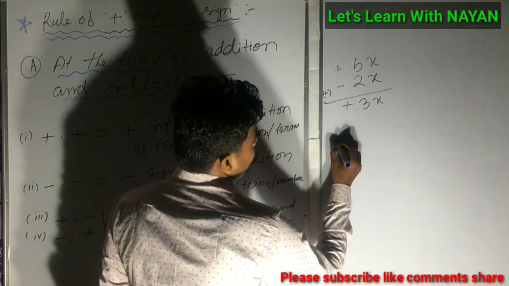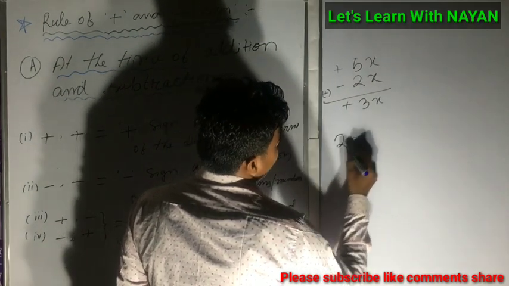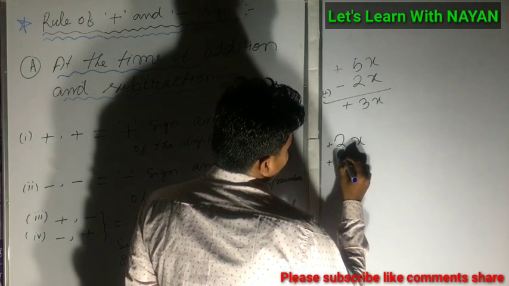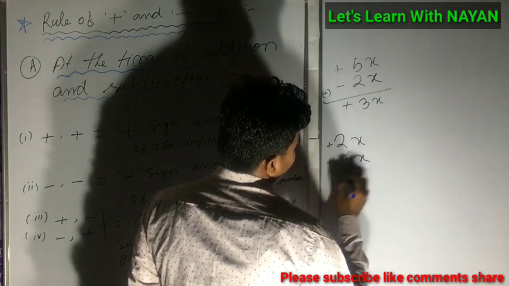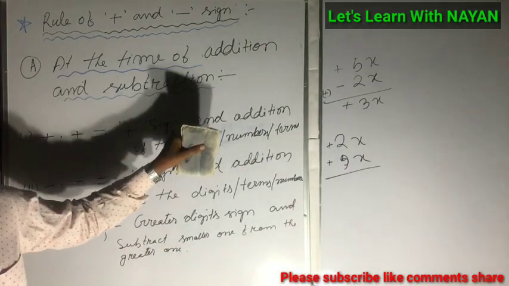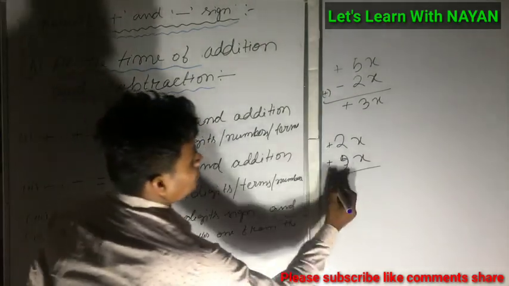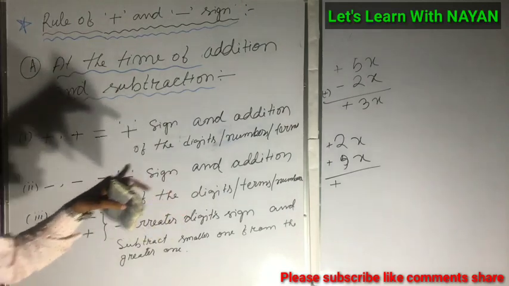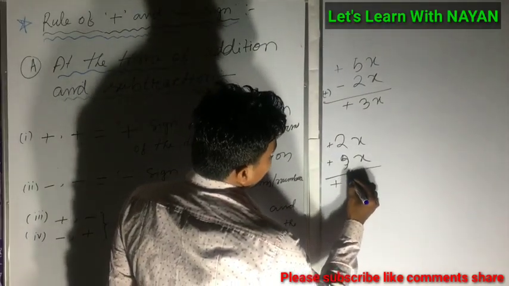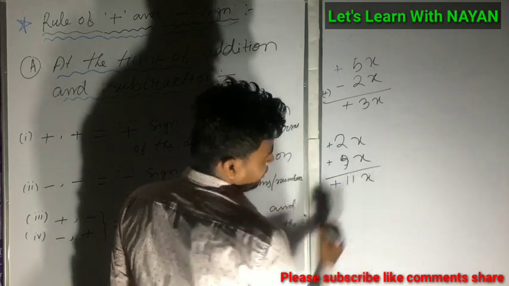Suppose this 2x plus this 9x. Then what will we do? Plus plus becomes plus sign, and addition of the terms or digits. So 9 plus 2 is 11, and x is there.